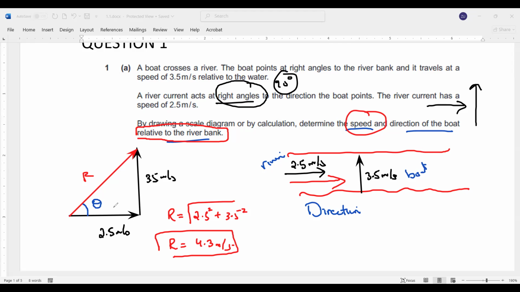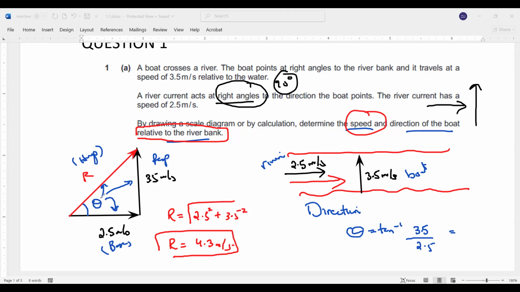So here, with an angle, you will have the base, then the hypotenuse. The resultant is always the hypotenuse, and opposite to the angle is the perpendicular. So what is the formula we use? Theta equals tan inverse perpendicular divided by base. So 3.5 is the perpendicular, and 2.5 is the base. So tan inverse 3.5 over 2.5. What's the answer? 54.46.